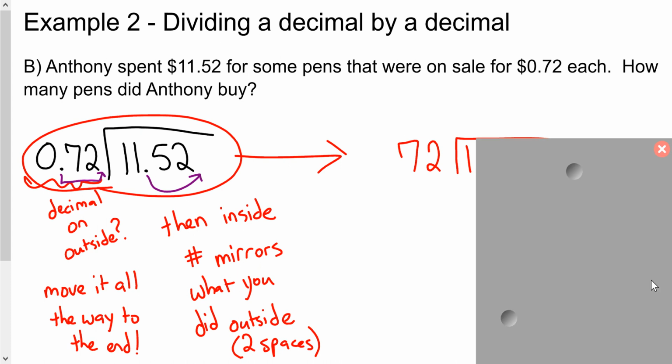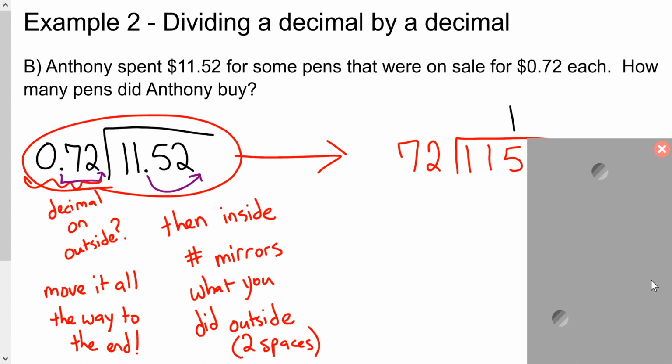Can 72 go in? Nope. Now we can. It can go in once, because if I went twice, it'd be like 144. So 72 times 1 is 72. We're going to have to borrow here in just a second. That 1 minus 7 we can't do, so I'm going to borrow over from the hundreds place, make it a 0, make that 1 into 11, and we get 43. 43 is less than 72. Again, it's important to check that.